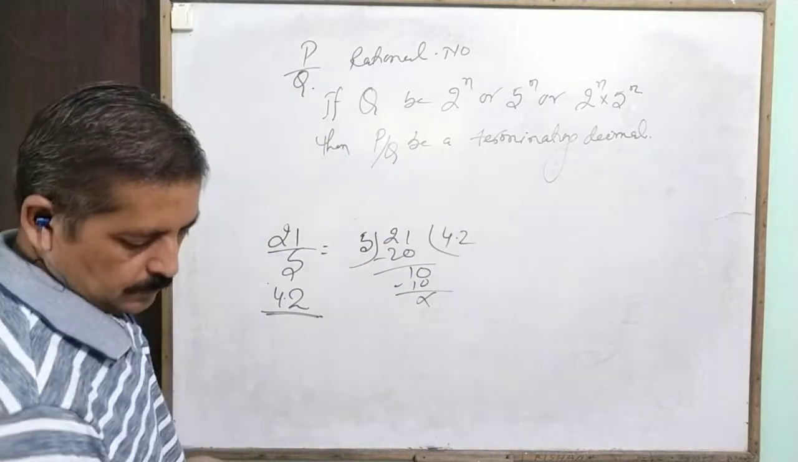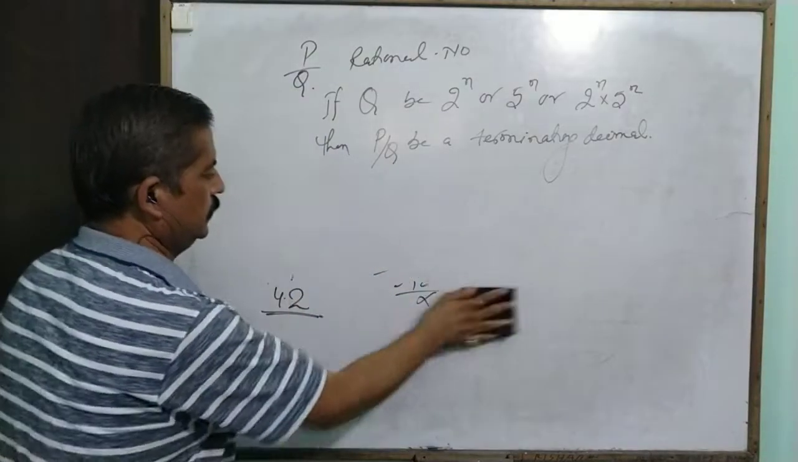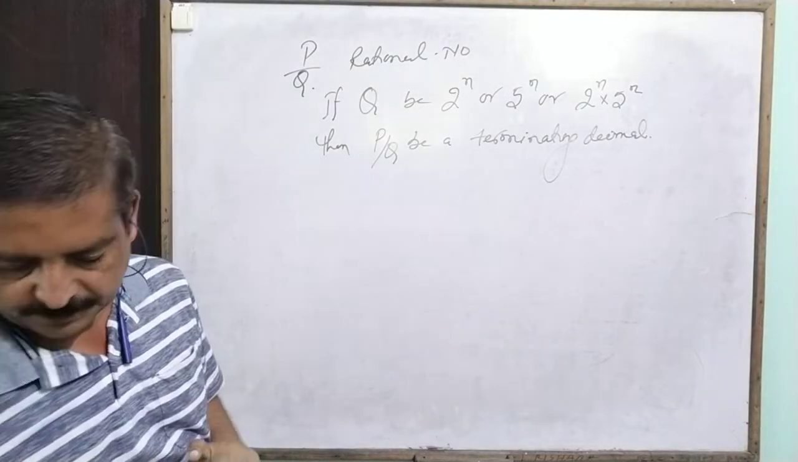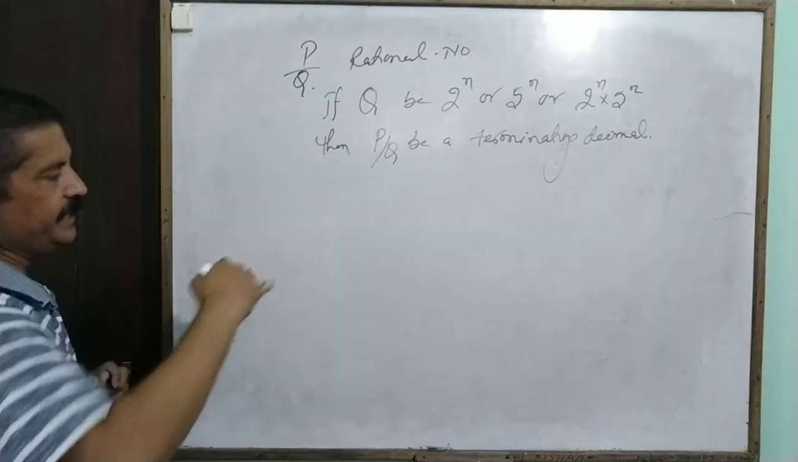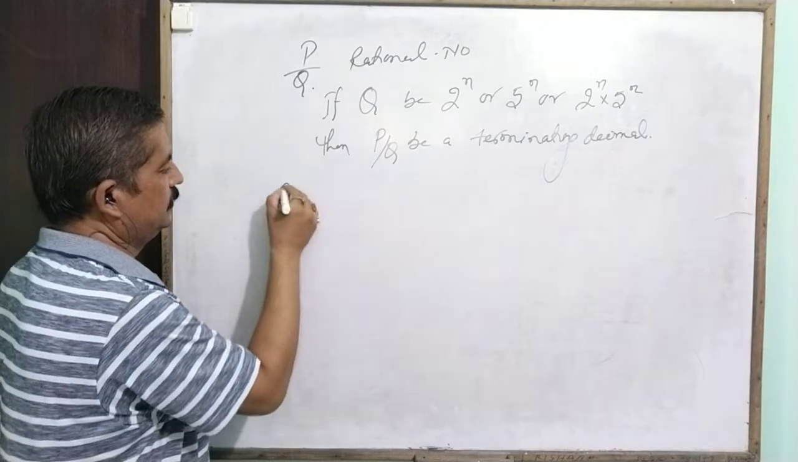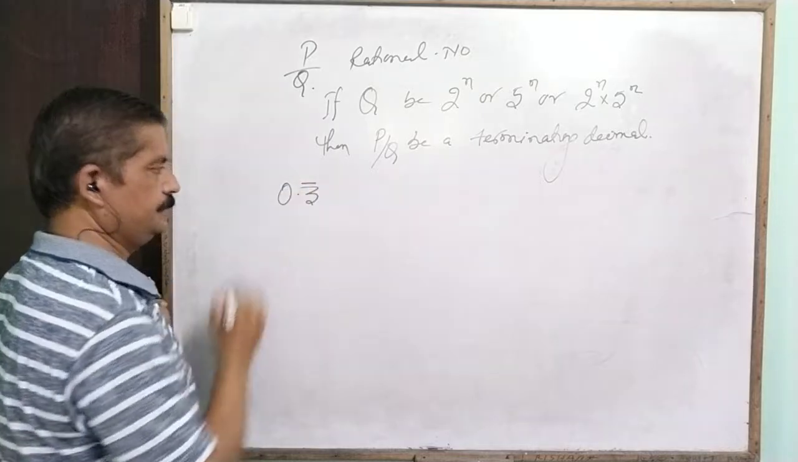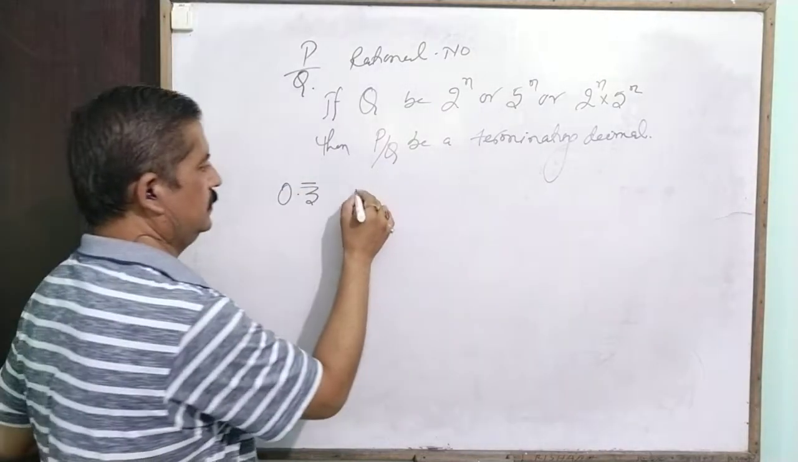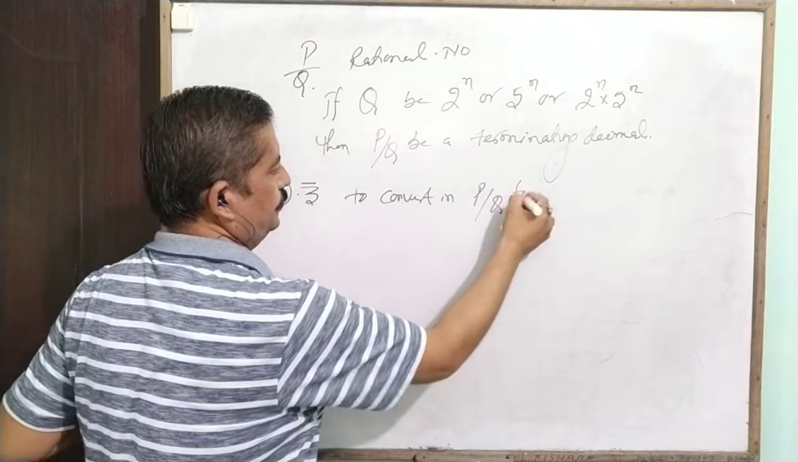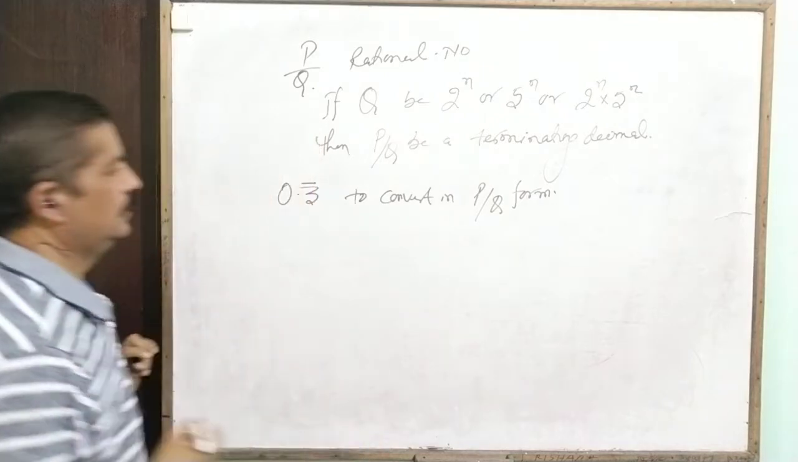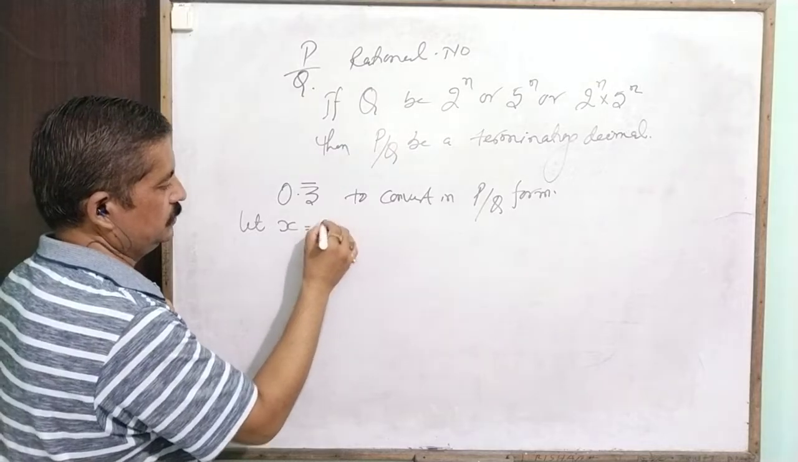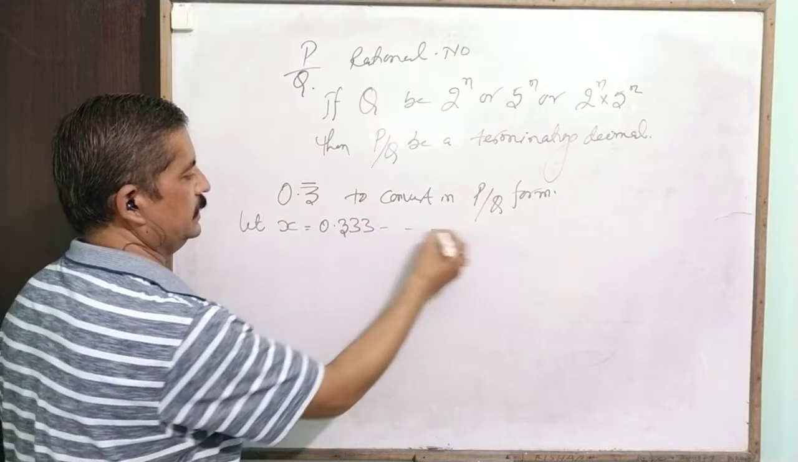Now today we discuss, if you have the decimal form of a rational number, how to convert it again into p by q form. If we take 0.3 and want to convert it to p by q form, let x equal 0.333 and so on.